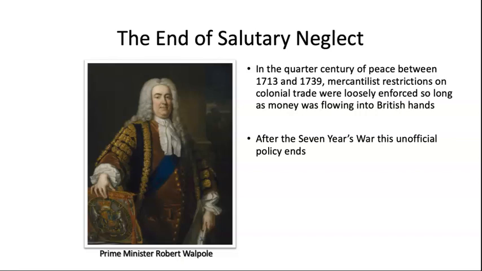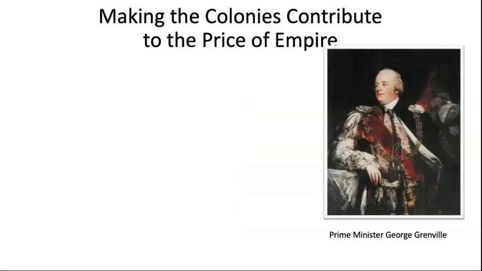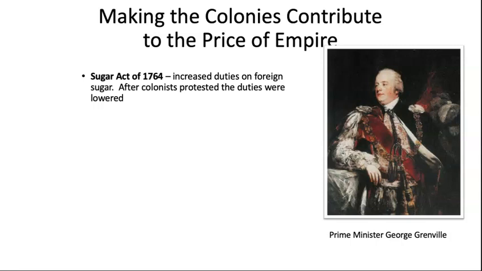So Walpole is the Prime Minister when they end salutary neglect. The next important Prime Minister is George Grenville, and he is in charge when they pass the Sugar Act of 1764, which increases duties on foreign sugar. The colonists protest, the duties are lowered. So that's a win for the colonists, and it's also a win for their sense that protesting and fighting back actually gets things done.